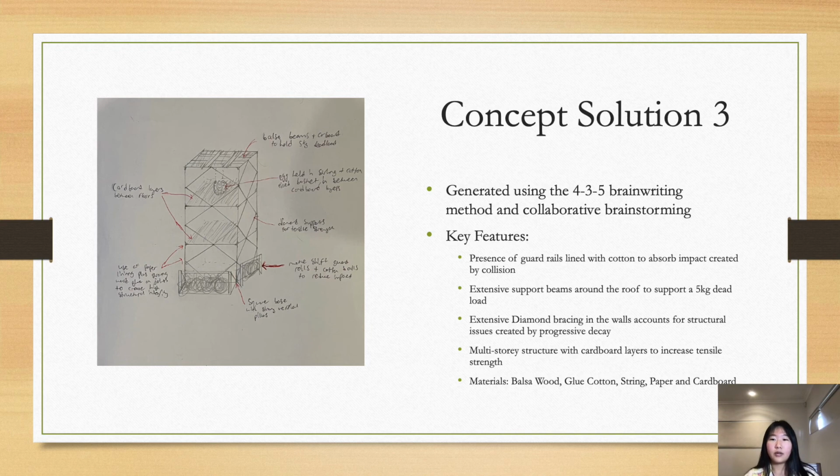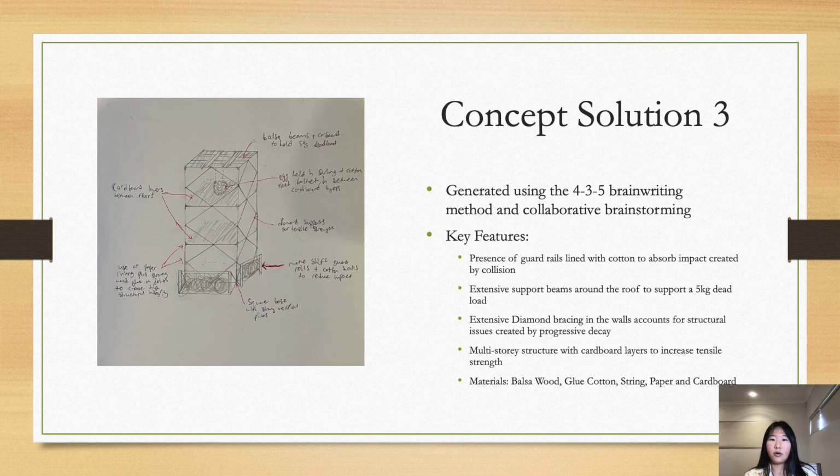The joints of this bracing will be held together by strong wood glue and paper wrapping around the joints. This will account for issues created by progressive decay within the structure. The structure is also multi-level, featuring cardboard layers between each story in order to increase tensile strength within the internal structure. The use of layering also creates a floor structure which will be used to hold a string and cotton basket attached to the ceiling.